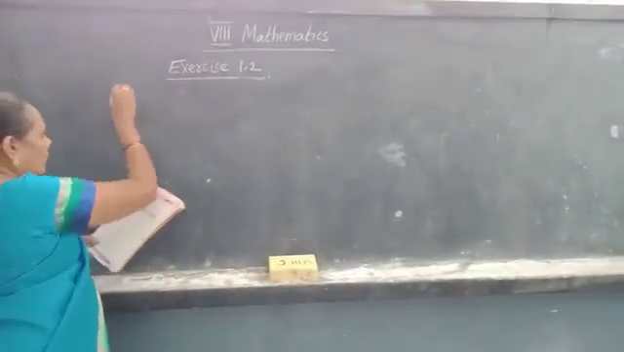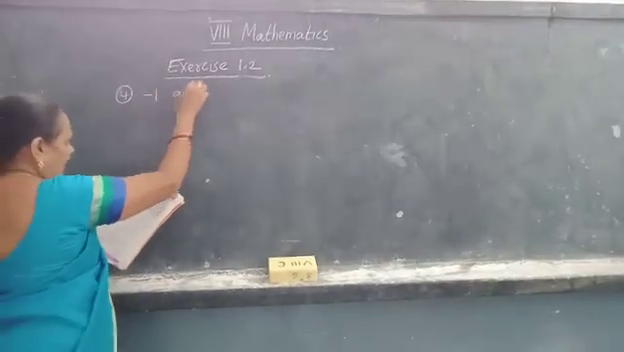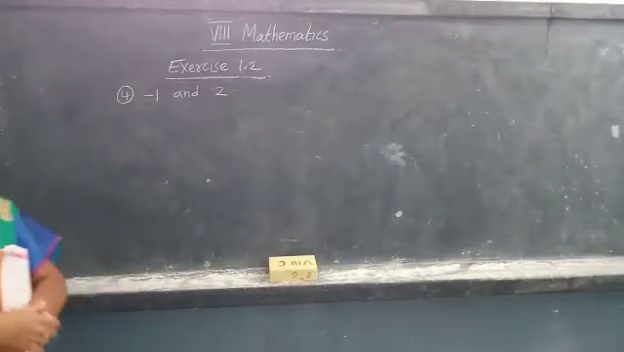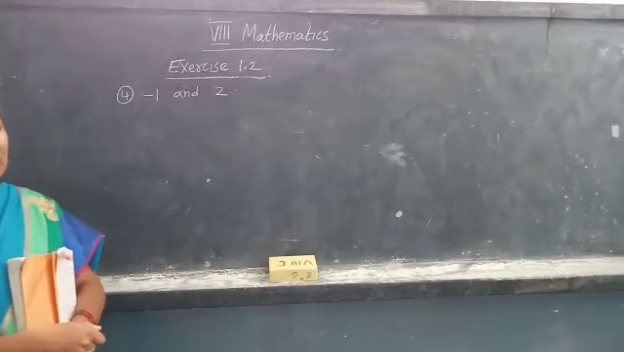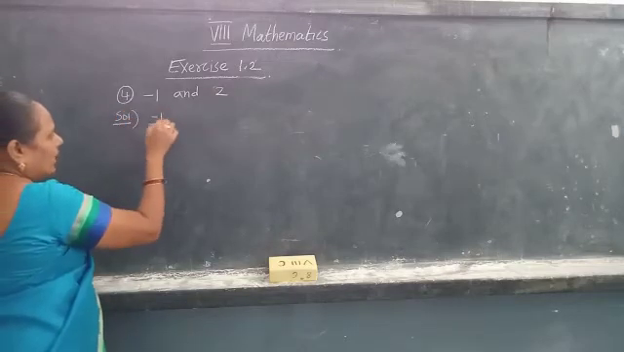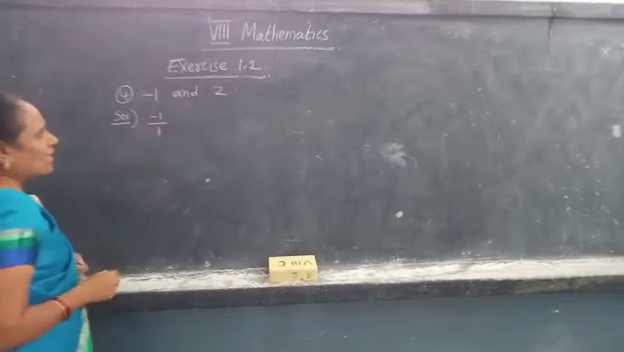Find 12 rational numbers between -1 and 2. So -1 and 2, are they rational numbers? Yes, they are rational numbers, if you write them with a denominator of 1. What are the numbers between -1 and 2?